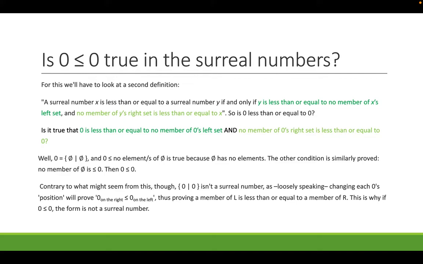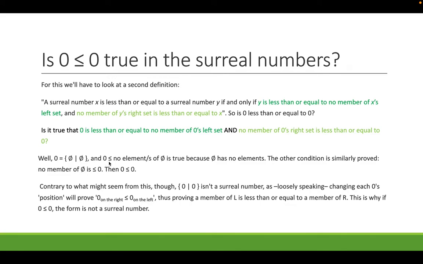So is 0 less than or equal to 0? These are surreal numbers. Well, we just have to substitute 0 in everywhere because both numbers are 0. So is it true that 0 is less than or equal to no member of 0's left set, which is the empty set, and no member of 0's right set, i.e. the empty set, is less than or equal to 0? Well, 0 was the empty set, and then the empty set as R.